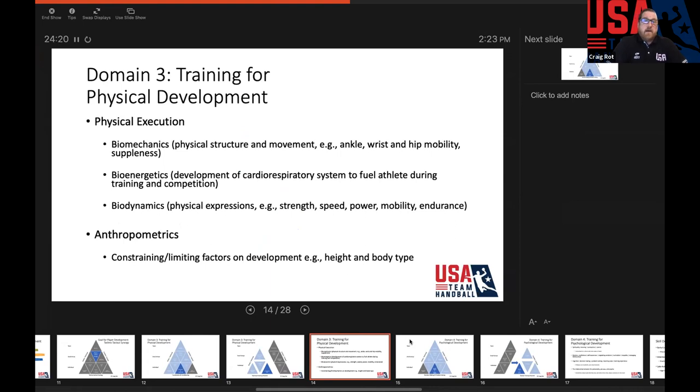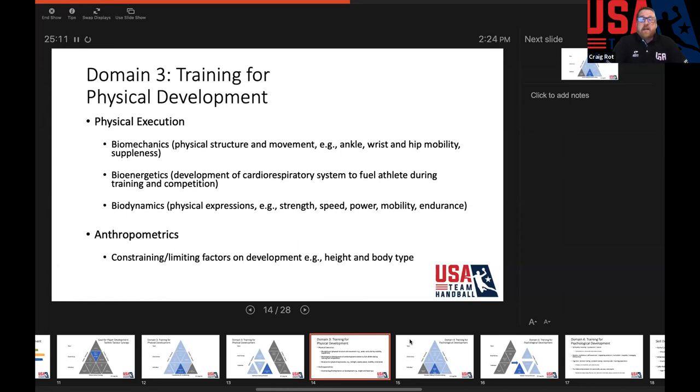So now, training for physical development. There's two parts. Physical execution, biomechanics, physical structure and movement. This is like ankle, wrist, and hip mobility, suppleness, which means flexibility. All of this is an important component of the physical part. Bioenergetics, it's cardiorespiratory. It's the fuel that you depend on as an athlete to perform. You can make improvements in here, but it's not likely to be from a coach, but a specialist. And then there's biodynamics. And this is something a strength and conditioning coach has direct influence over. And this is physical expressions like strength, speed, power, mobility, endurance. This is a very important aspect of training, and you can incorporate it into the physical training, the technical training that they have, and it works great together. I'll discuss this later, okay?